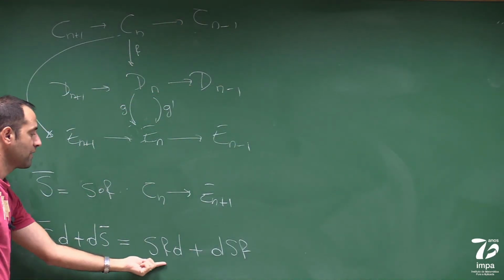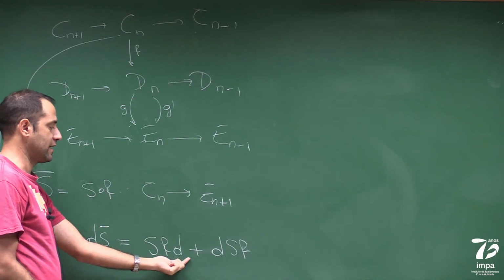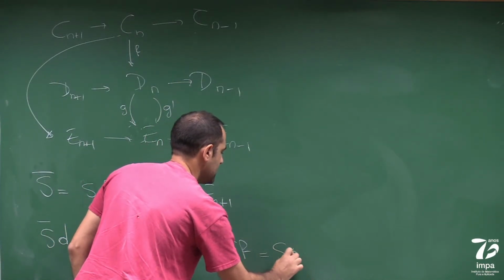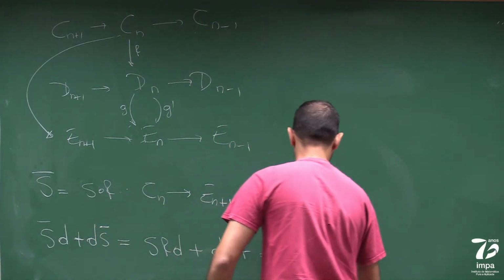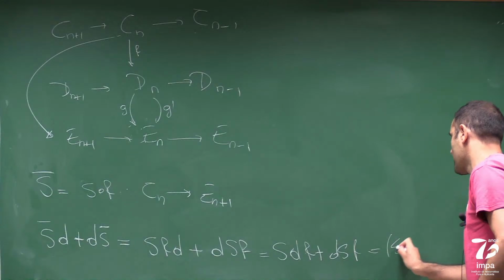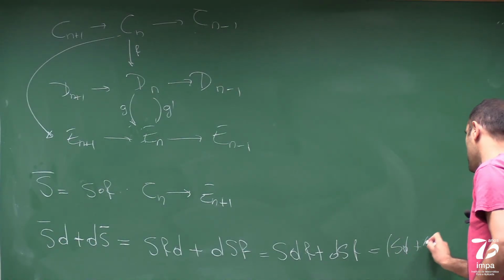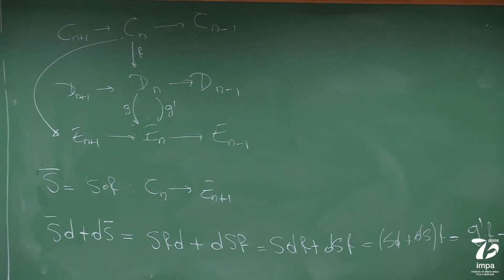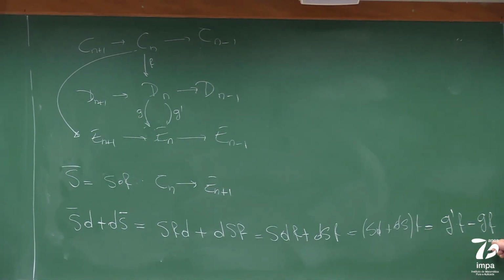So here, I can put this F on the other side. And this becomes SDF plus DSF. And now this is SD plus DSF. And this thing here was G minus G prime or G prime minus G. So this is G prime F minus GF, which I wanted to check that were homotopic.